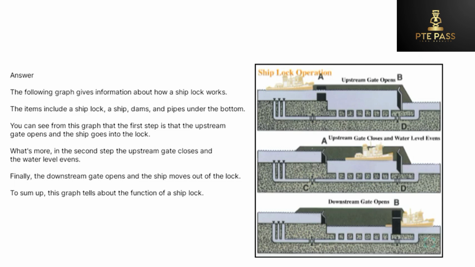into the lock. What's more, in the second step, the upstream gate closes and the water level evens. Finally, the downstream gate opens and the ship moves out of the lock. To sum up, this graph tells about the function of a ship lock.